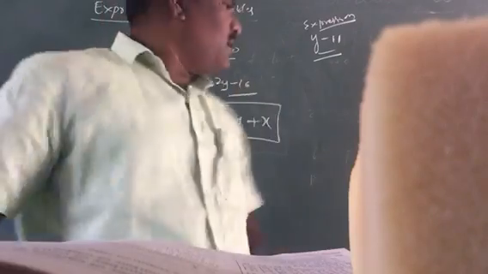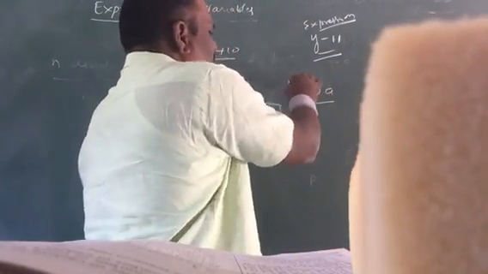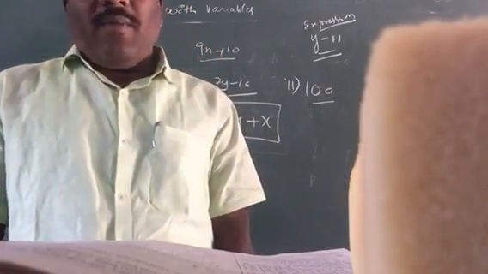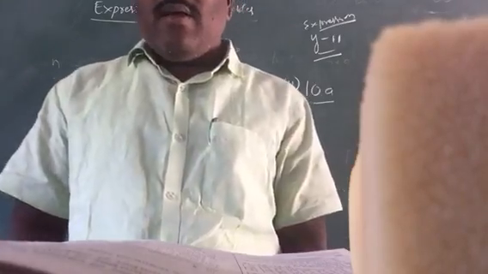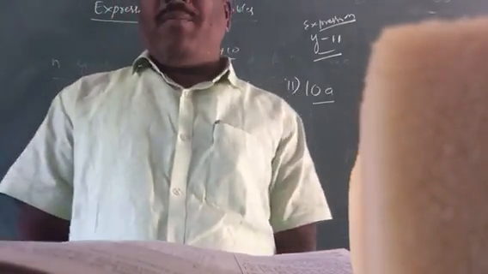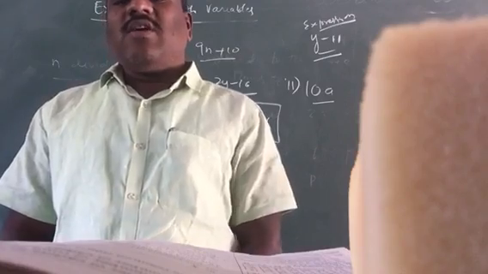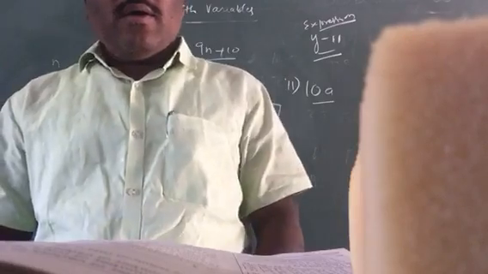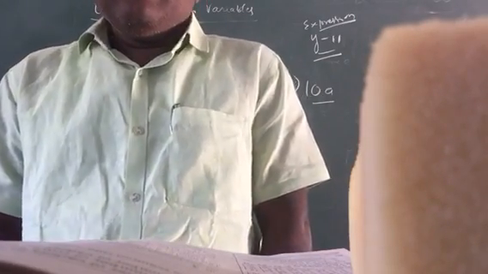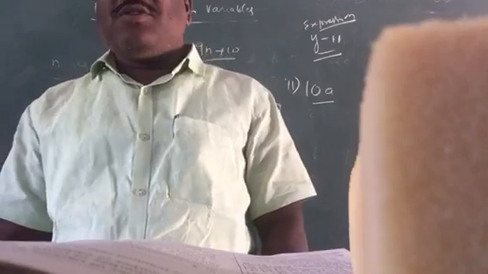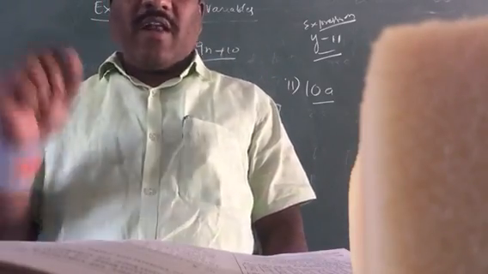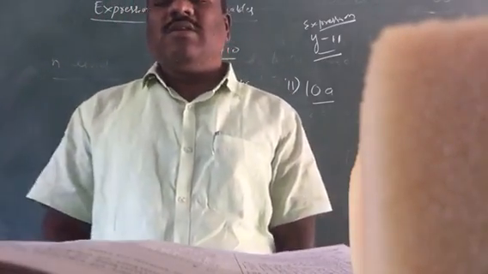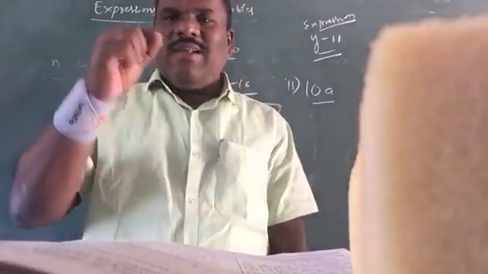Second one, 10a. 10a means what? The cost of 1 pen is rupees 10. What is the cost of a such pens? So, my dear children, very simple: 10a. And third one, x by 5. The cost of 5 books is x. Then what is the cost of 1 book? That is x by 5.